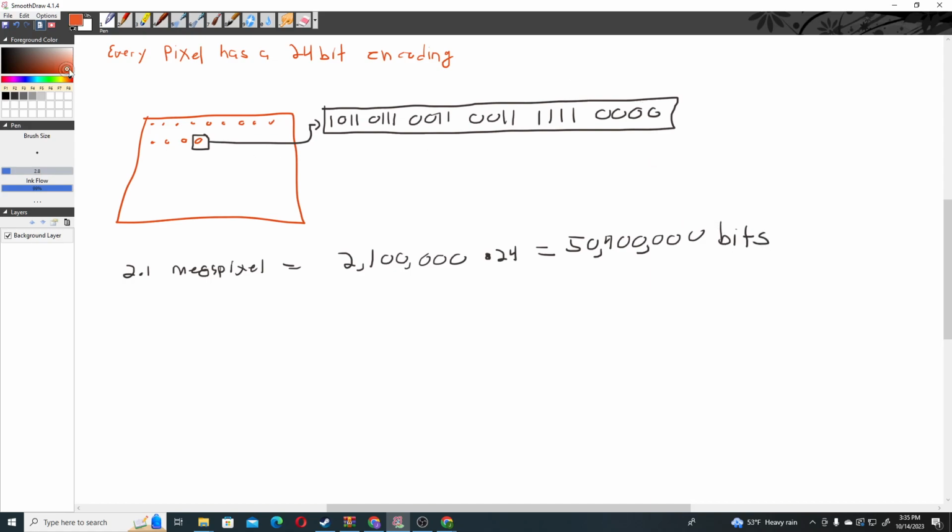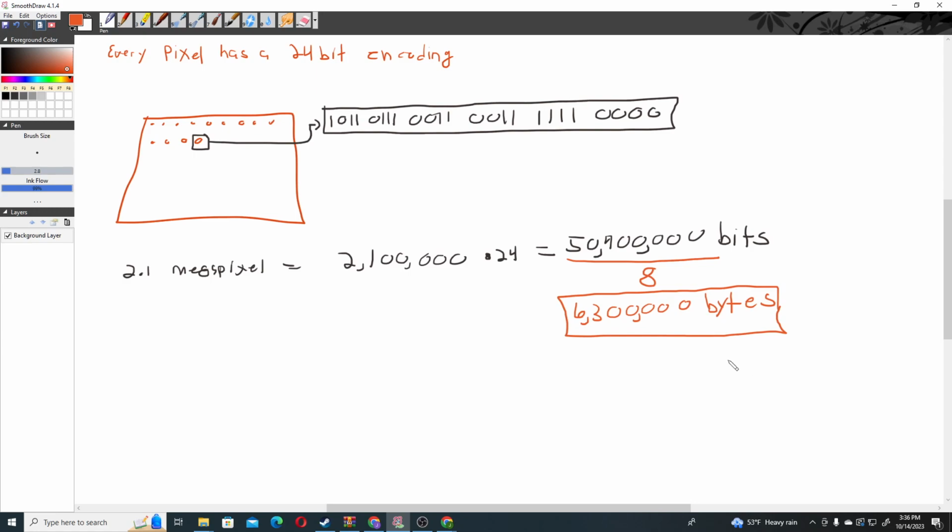So how do we go from bits to bytes? We divide by 8, right? We divide by 8, because there are 8 bits per byte. So we're going to divide this by 8, and we get 6,300,000 bytes. So that's how much memory you would need.